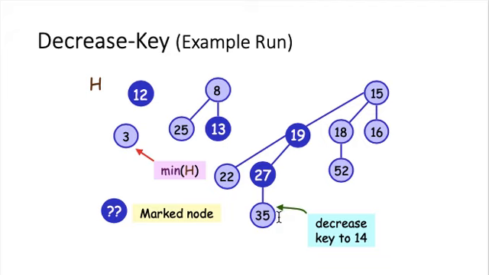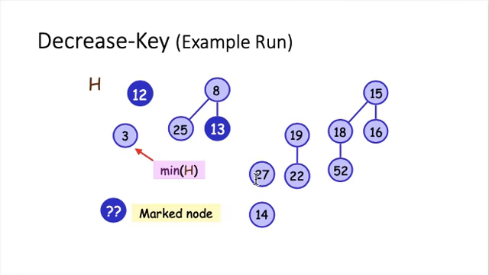And now let's change the value of this one. Now when we change the value of this one to 14, we will cut this edge. So 35 becomes 14 and becomes a single root. But then this parent has already lost a child. So this has lost a child, and now it is losing the second child. So what does that mean? It means that we are going to perform this cut, because when the node loses the second child, we will cut it, detach it from the parent, and also unmark it.